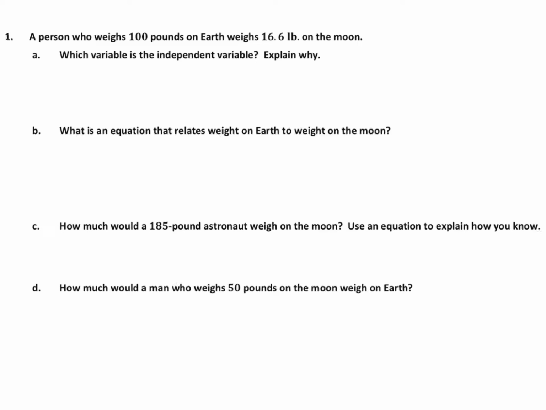A person who weighs 100 pounds on Earth weighs 16.6 pounds on the moon. Which variable is the independent variable? Explain why.